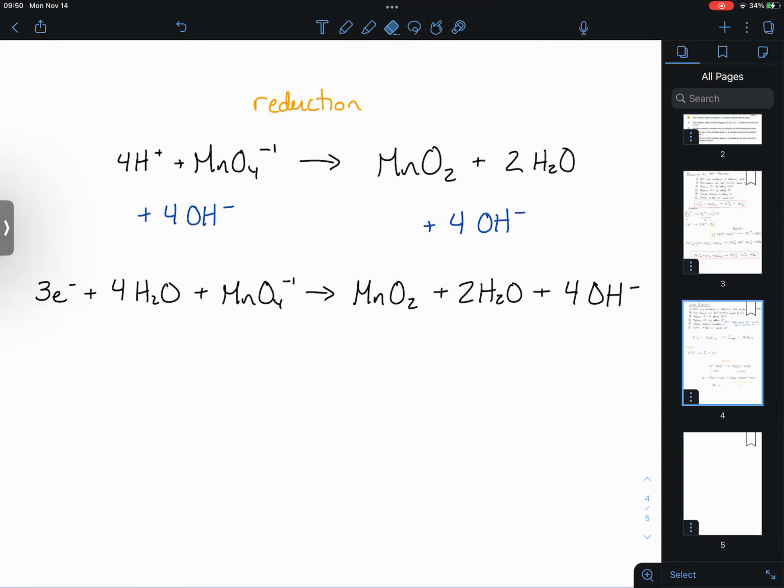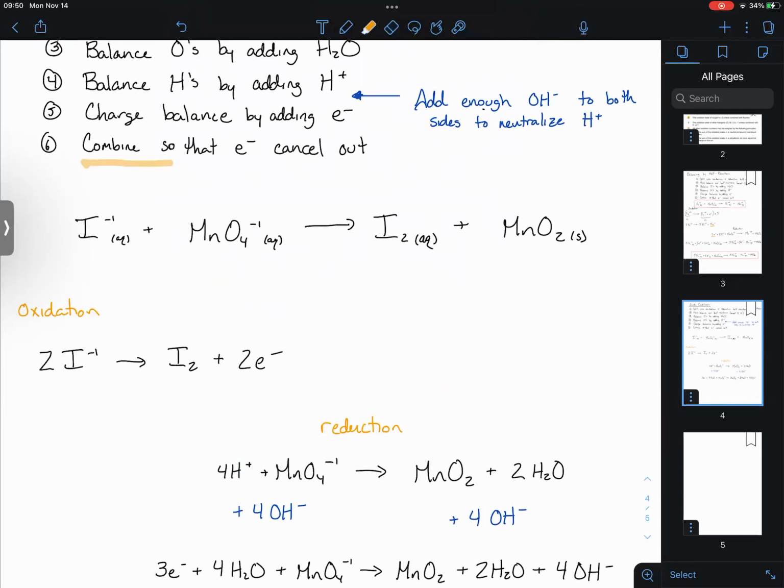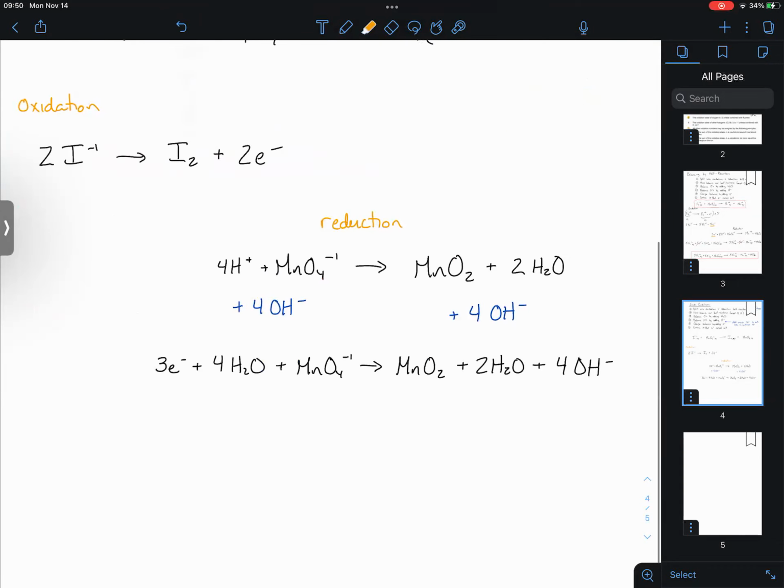Now I get to combine everything together, but I'm going to specifically do so in such a way that my electrons cancel out. If I combine them as is, I have 2 over here and 3 over here. That won't completely cancel out. The only way I'm going to be able to do that, because they're 2 numbers that can't combine with one another, is to multiply this whole thing by 3 and this whole thing by 2. 2 and 3 aren't going to cancel out, so I've got to make them both 6, their least common multiple, if we're being fancy with math speak.